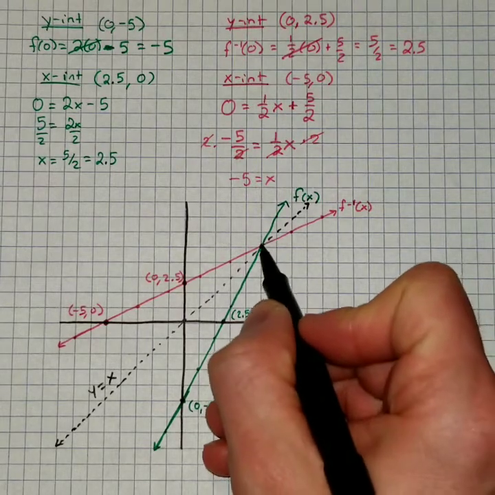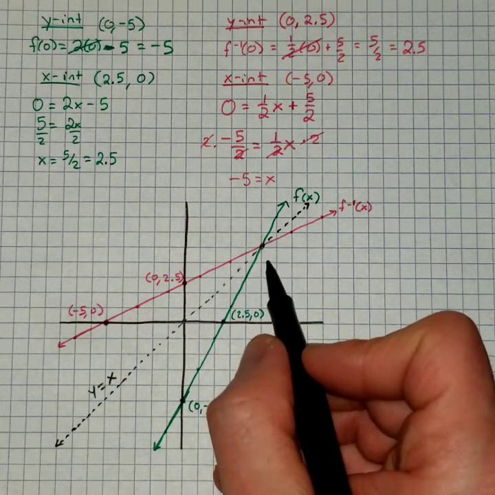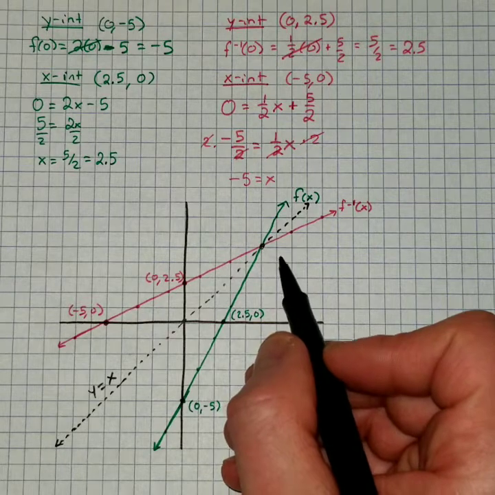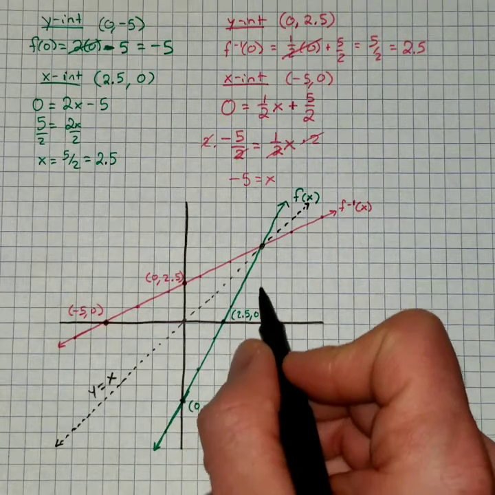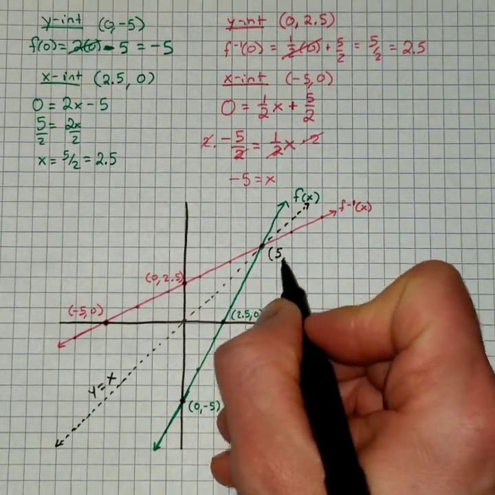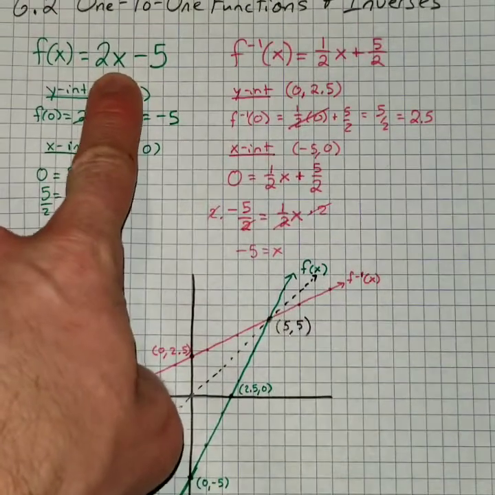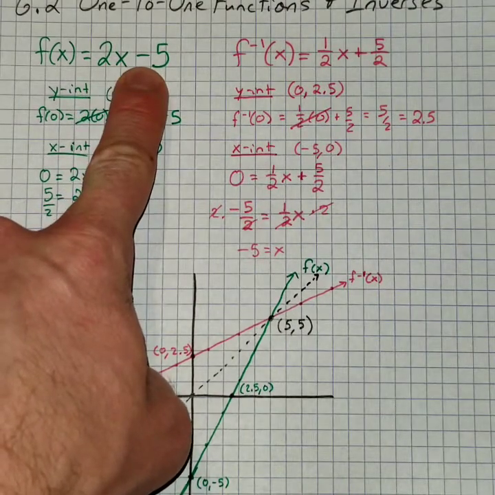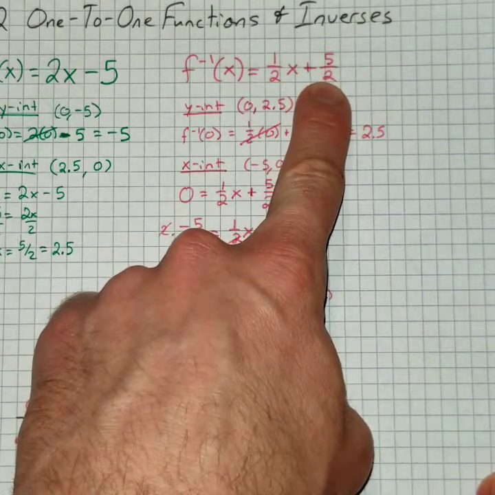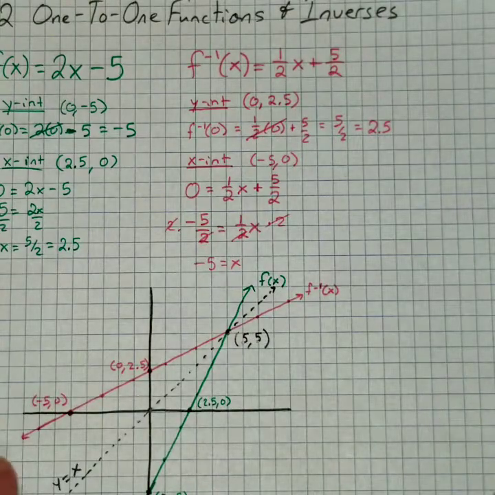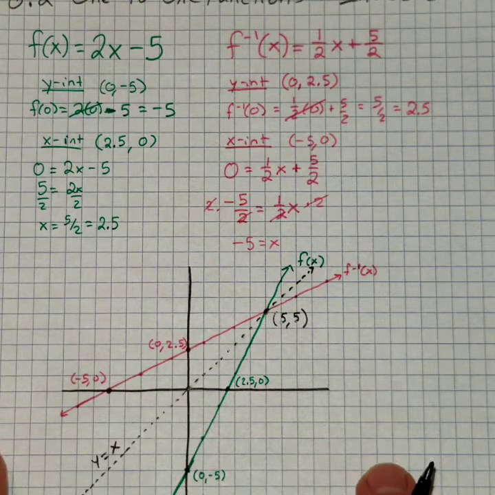What's interesting is that the intersection point here happens to be a point in which the x and y coordinates are the same. And so in this case, it's going to be 1, 2, 3, 4, 5, comma 5. That's an interesting point because if I plug a 5 into the original function, 2 times 5 is 10, minus 5 is 5. And here, if I put a 5 in, I get 5 halves plus 5 halves, which is 10 halves, or also 5 when you reduce it. So 5 comma 5 is a point on both lines.